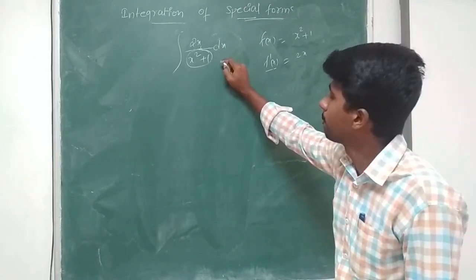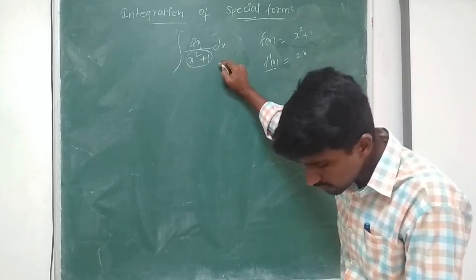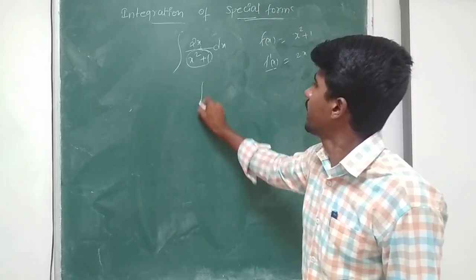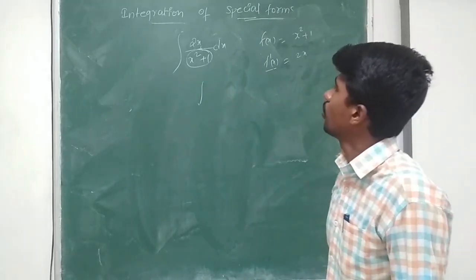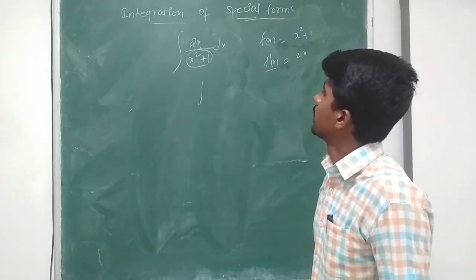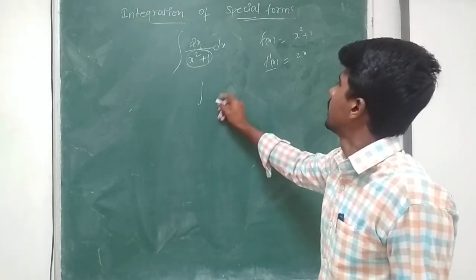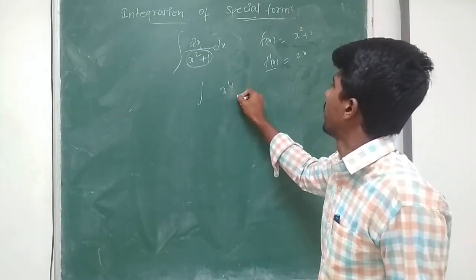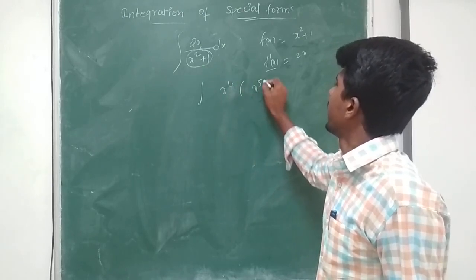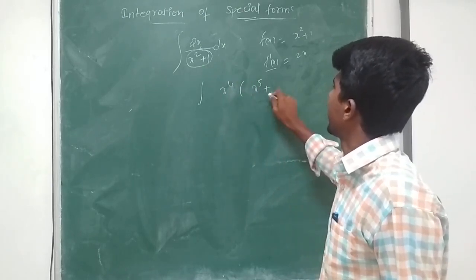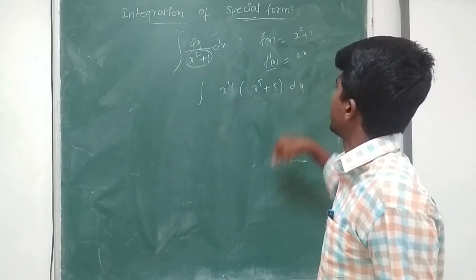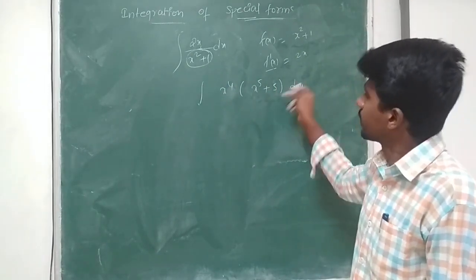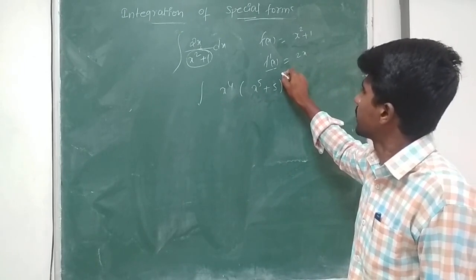So let's see one more. Suppose I want to find the integral of x to the power of 4 into x power 5 plus 5 dx. Otherwise, take some power as 5.